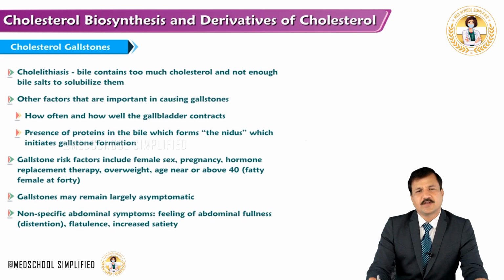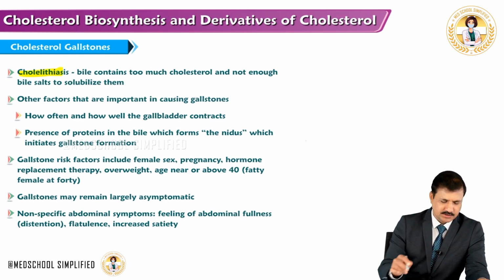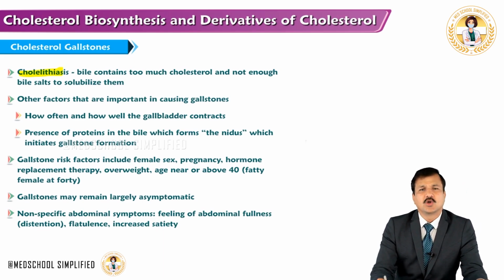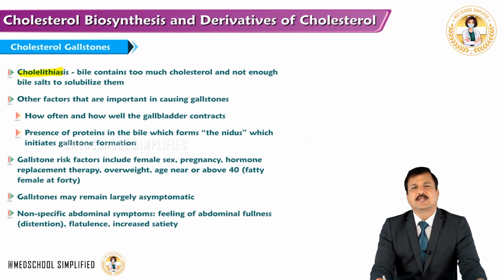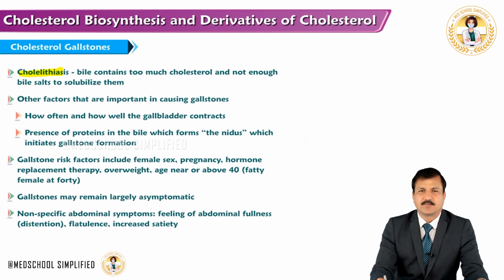The presence of excess cholesterol in the gallbladder, which goes beyond the capacity of the gallbladder to keep it solubilized, meaning too much cholesterol in the gallbladder, can precipitate to make cholesterol stones, and that is referred to as cholelithiasis. There are two important factors that may lead to cholelithiasis. One is how often and how well the gallbladder is contracting, and also whether there is any nidus available to initiate gallstone formation.